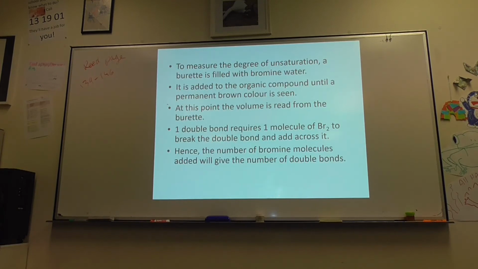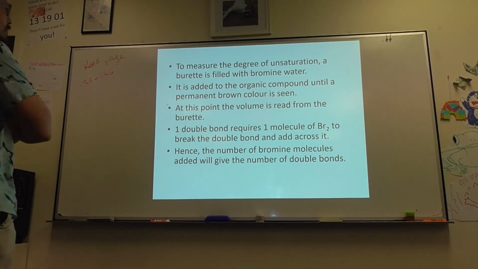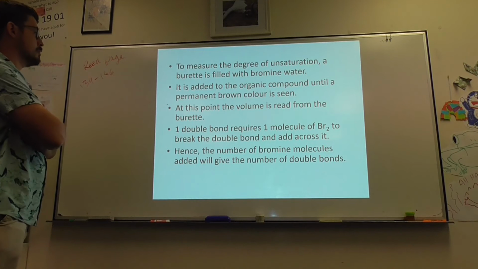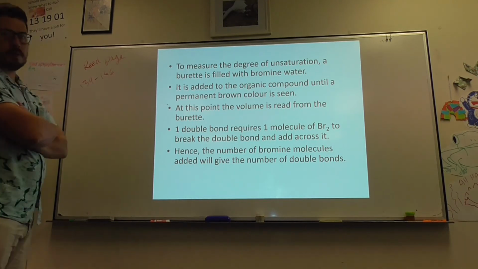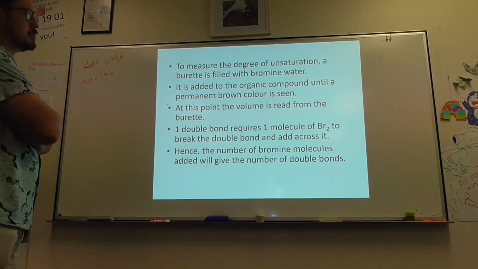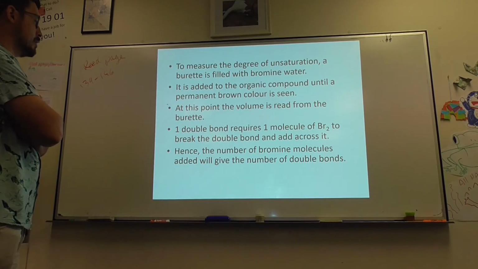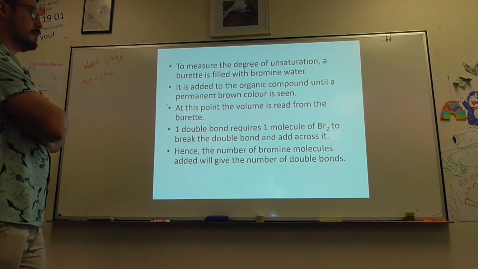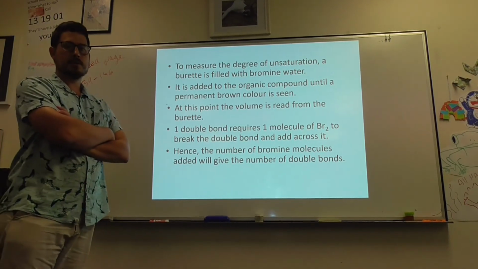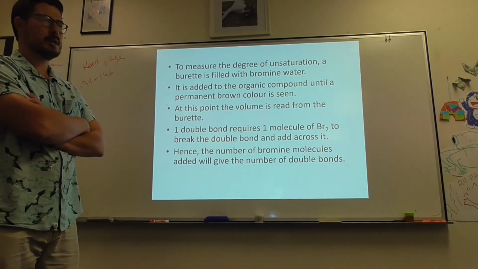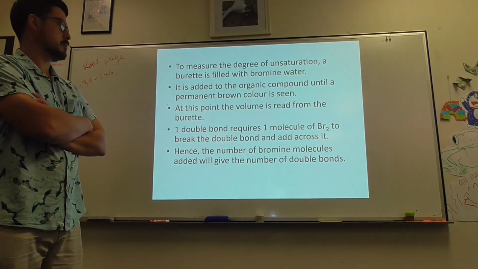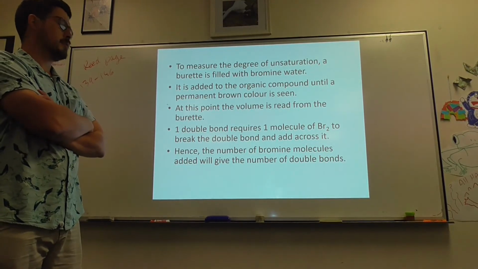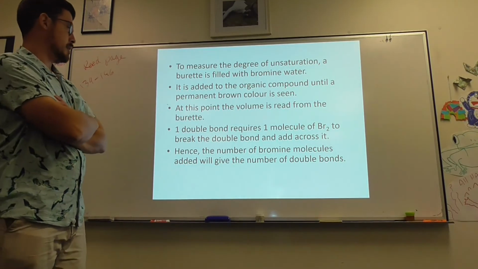So you fill the burette with bromine water, you add it to the fat, and one double bond will require one molecule of Br2, and you need to know the concentration of Br2. And the more bromine molecules it takes, the more unsaturation the triglyceride has, because it has to cover more double bonds, sometimes triple, but as far as I'm aware, mostly double.